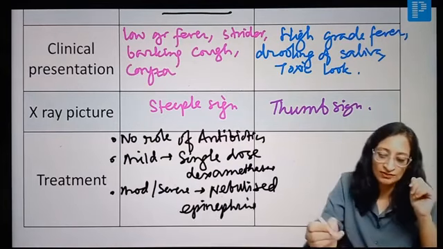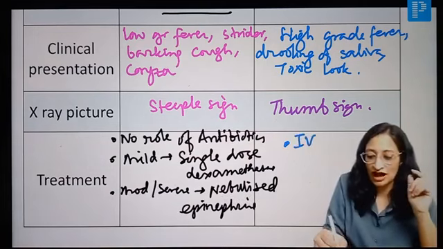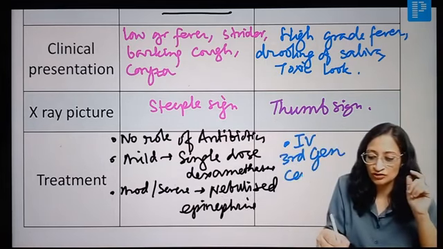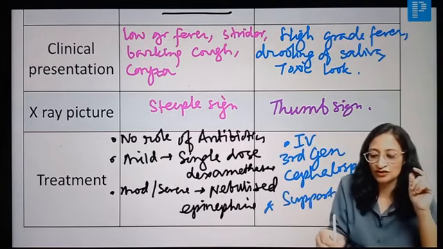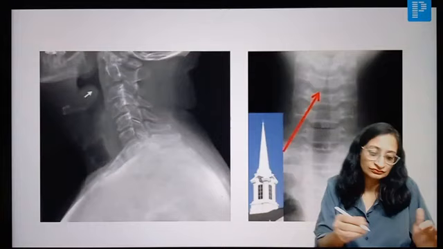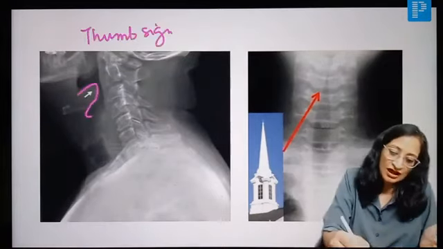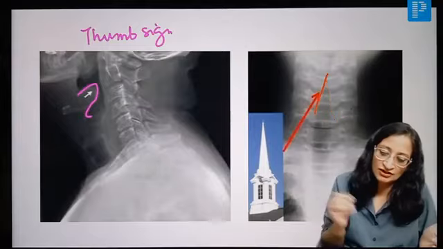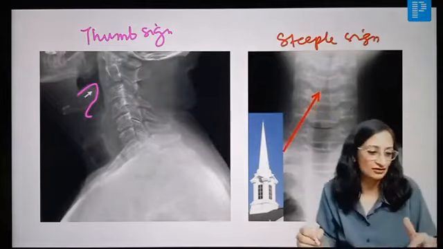What about acute epiglottitis? Acute epiglottitis is a bacterial illness. So in addition to supportive care and oxygen, what will you give? IV third generation cephalosporin. So IV antibiotics need to be given in acute epiglottitis, plus supportive care, oxygen if required, respiratory support, ventilation and so on. You can see this is the thumb sign in acute epiglottitis, and this is the steeple sign. The airway appears like the steeple of a church in croup, right? So image based questions are also covered here.